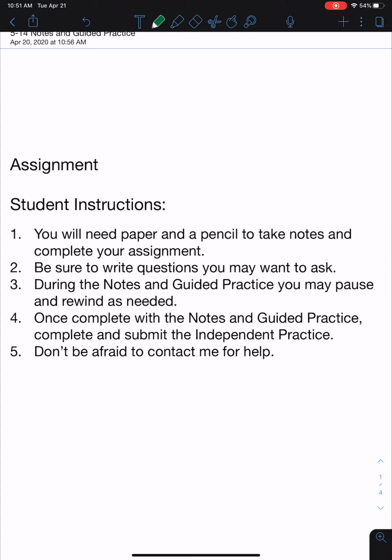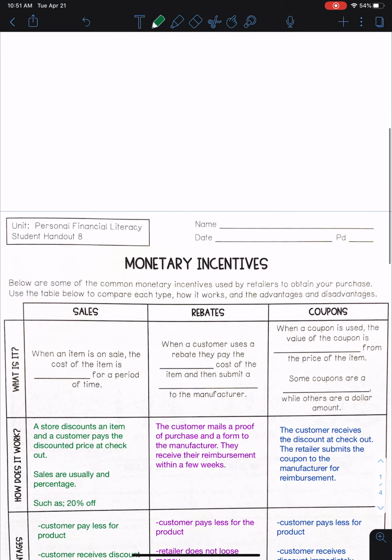So your assignment, again, paper and pencil, take notes to complete your assignment. Be sure to write down questions during the video that you might want to ask later. During the notes and guided practice, you can pause and rewind as needed. You can also go back to the video during your assignment if you need to refer to it. And then once completed with the notes and guided practice, submit your independent practice. And don't be afraid to contact me for help.